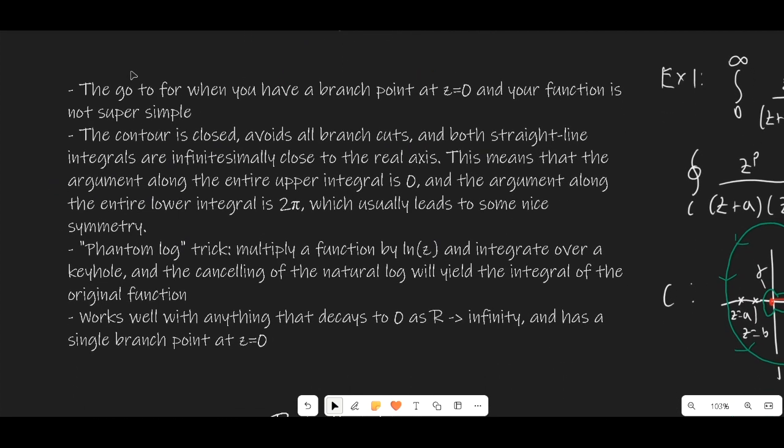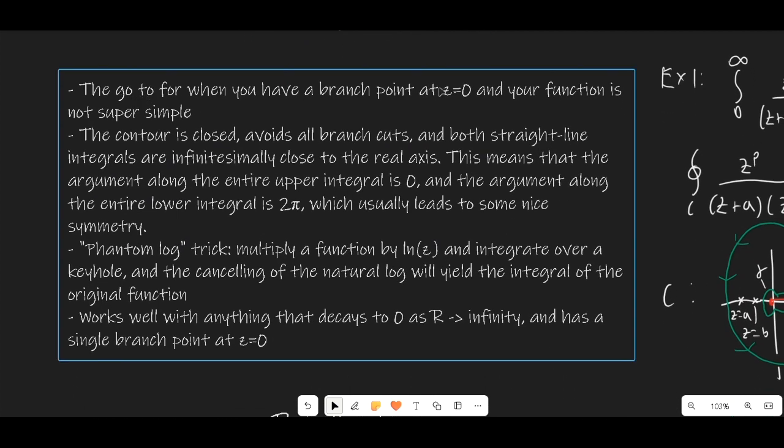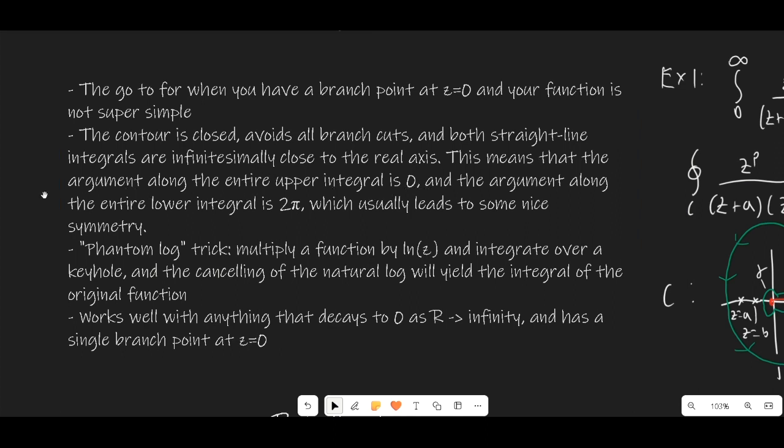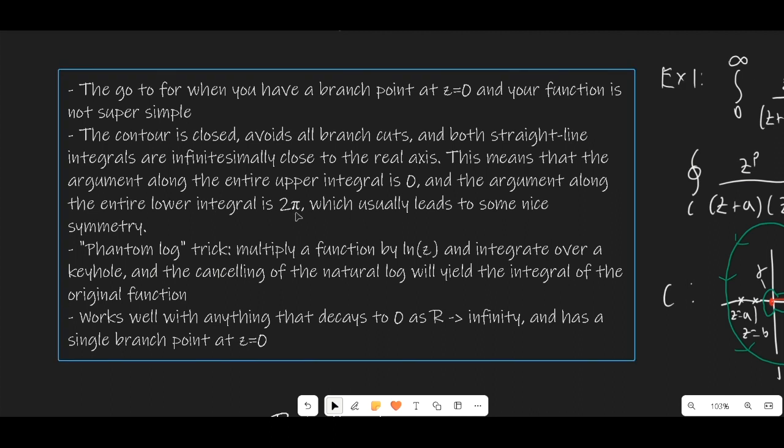Pretty much, it's the go-to contour for when you have a branch point at z equals 0 and your function is not super simple. Because if it is super simple, chances are you can just use the semicircular integral. So the contour is closed, it avoids all the branch cuts, and both straight line integrals are infinitesimally close to the real axis, which means that the argument along the entire upper integral is 0, and the argument along the entire lower integral is 2 pi because of that branch cut that we place right there, which usually will lead to some nice symmetry, and I'll show you an example of that in a moment.